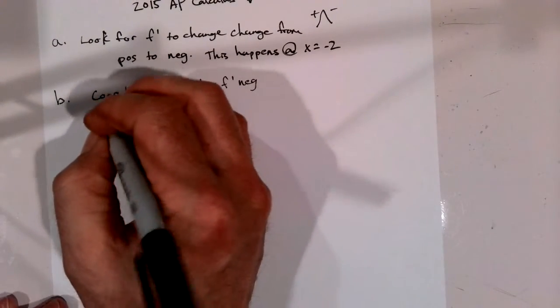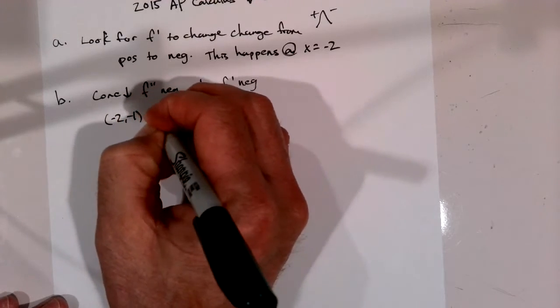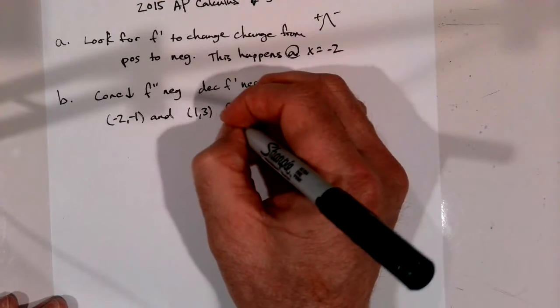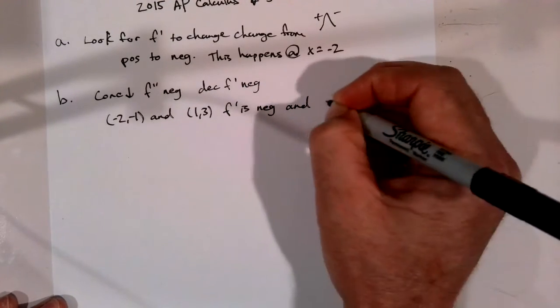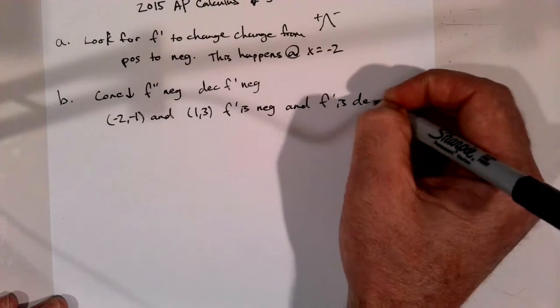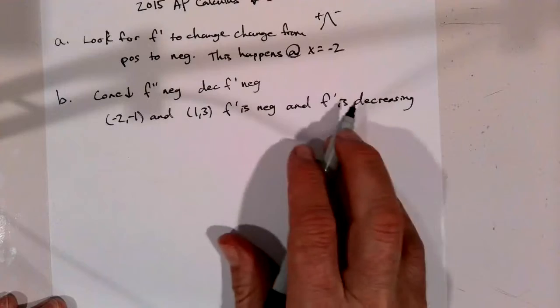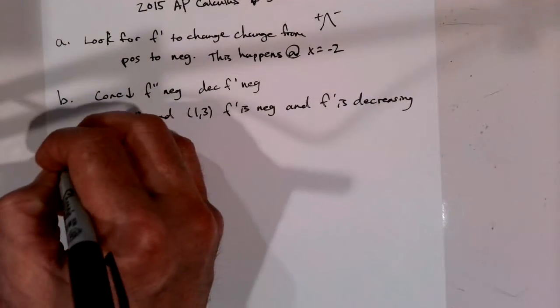So -2 to -1 and 1 to 3, we're going to say f prime is negative and f prime is decreasing. That's a way of talking about the f double prime being negative. This one is headed down. That means that this is negative. Okay.